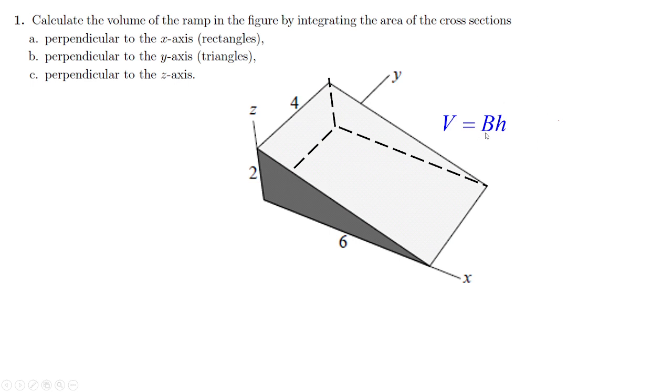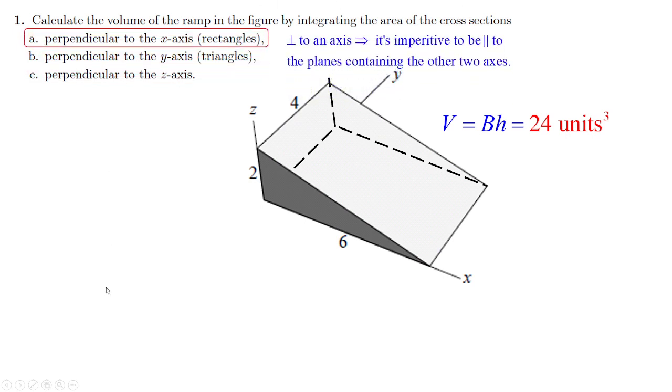So V equals BH. So let's think about this thing. Wouldn't the base of this triangular prism be this right triangle, which would have an area of what, 6? And then the height of that would be a 4. 6 times 4 is 24. So that's my answer already. All right. Now let's do the rectangles right here. That's that cross section I was just talking about.